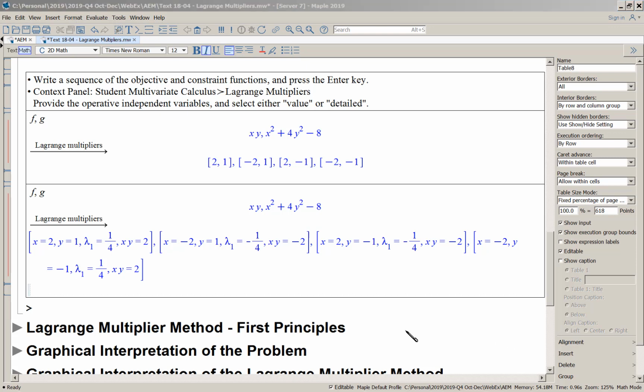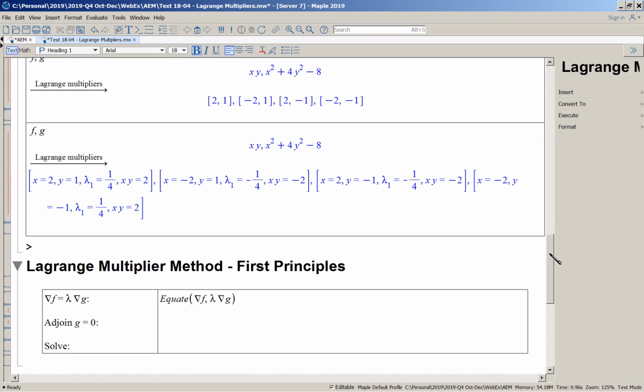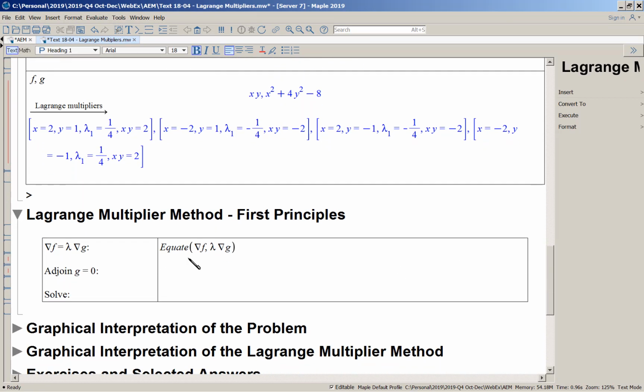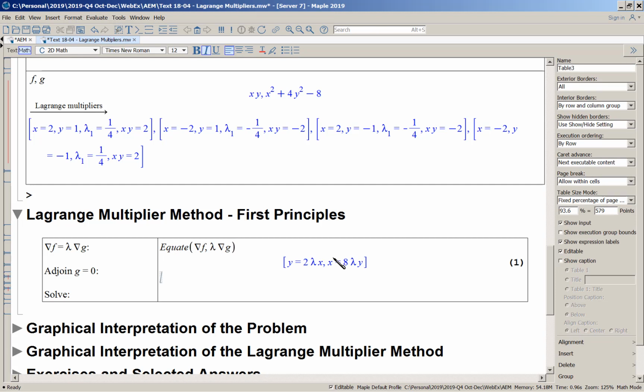Now, of course, we would want to be able to do this from first principles, and here's one way to do it from first principles. Compute the gradient of f, a Lagrange multiplier times the gradient of g, and set these 2 vectors equal because you're trying to make these 2 vectors collinear. So we have these 2, they're nonlinear equations. We have to adjoin one more equation, g equals 0.